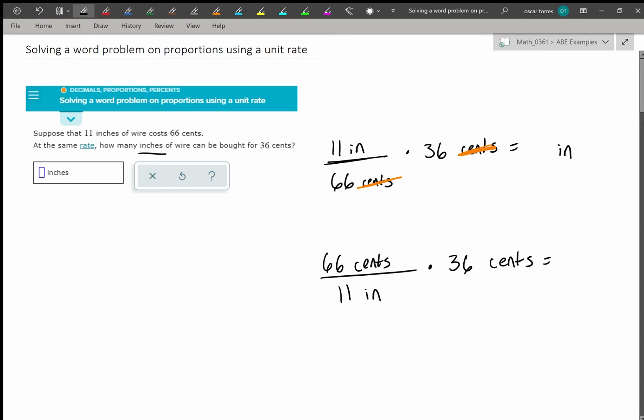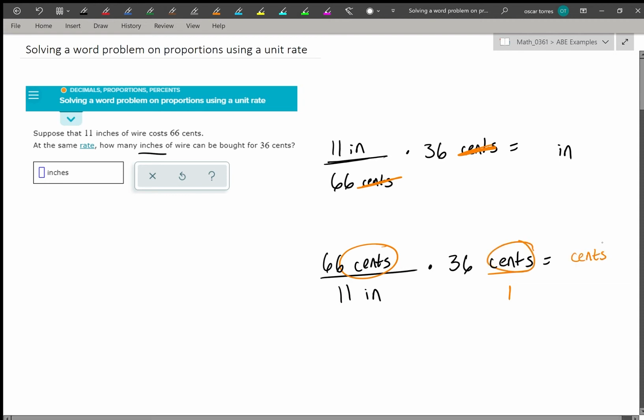Now for this bottom example, if we look at the units, we have cents over inches times cents. In a way, both of these cents are numerators. You can think of this cents as being over 1. So this would actually give us cents times cents as a unit, which gives us cents squared, which looks really weird. But cents squared would be in the numerator of our answer, and in our denominator we only have inches, so we would get an answer that's in cents squared over inches. And that's not what we want because our problem is asking us for inches. So we're not going to do it the second way.